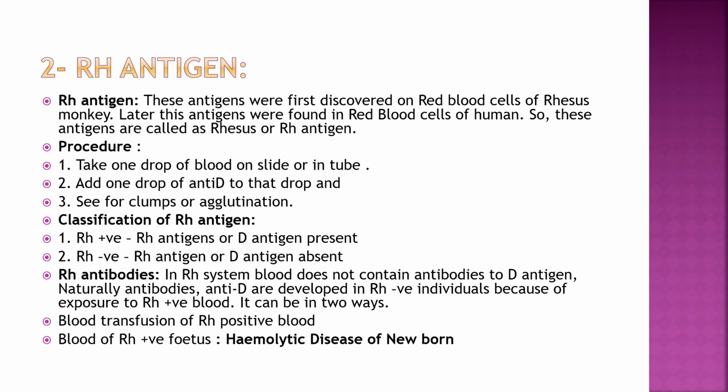Natural Rh antibodies are not present. They are immune antibodies. When an Rh negative person gets exposed to Rh positive blood, antibodies are formed, and these are called Rh antibodies. This can be seen in mismatched blood transfusion or hemolytic disease of the newborn.